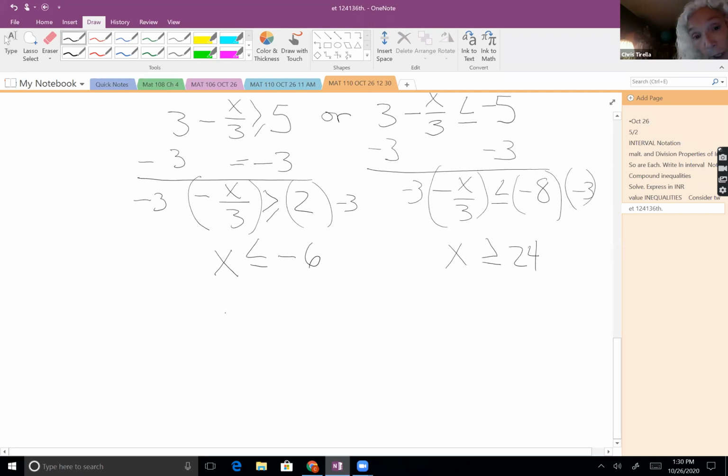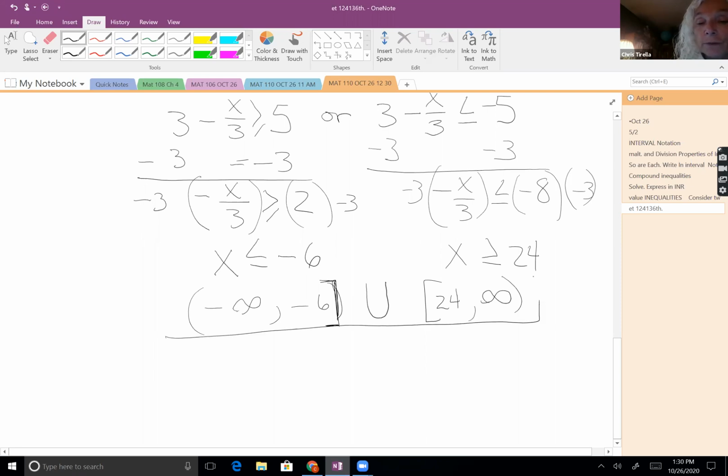Interval notation. -6 is the largest on this side, and I keep going smaller, so I'll go to -infinity. And I'm sorry, that should be closed at -6. On this side, 24 is the smallest, and I keep getting larger. I'm going to infinity, and I'm going to take the union, so that this would be my final answer.